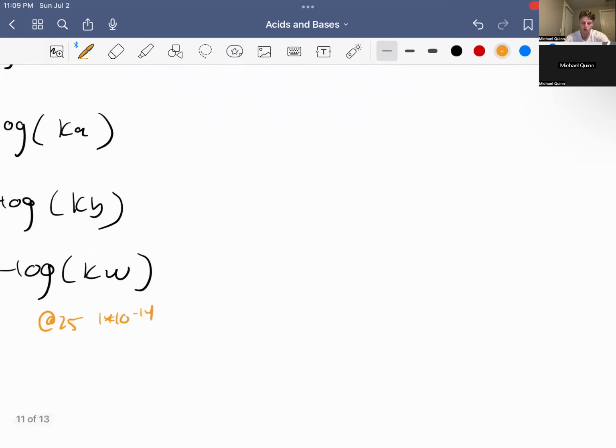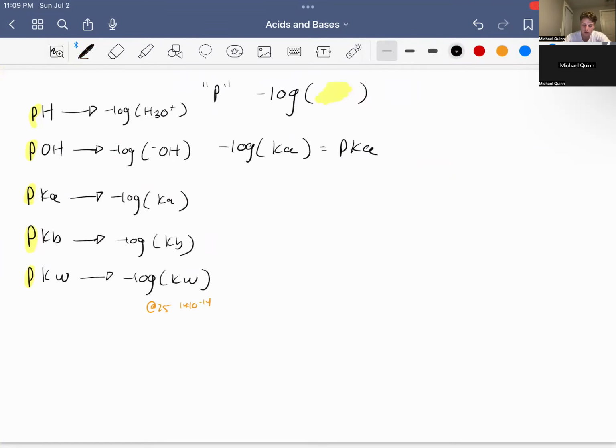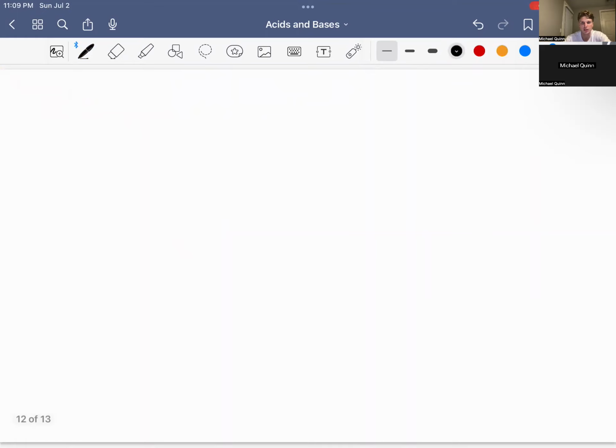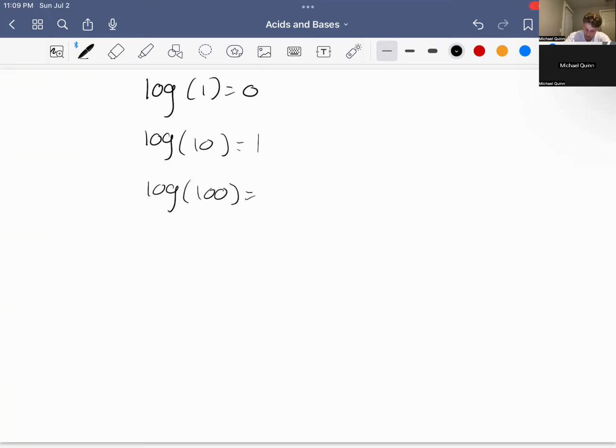So how do we use this to get an actual value? It is worth going over our log rules, especially when we're working with acids and bases. Remember that log of 1 is equal to 0. And log is just using another scale to count. So instead of counting 1, 2, 3, 4, 5, we just count by factors of 10. So log of 10 is equal to 1. Log of 100 is equal to 2. And every time we add a 0, we just go up another number. So log of 1 times 10 to the 8th is going to be equal to 8.